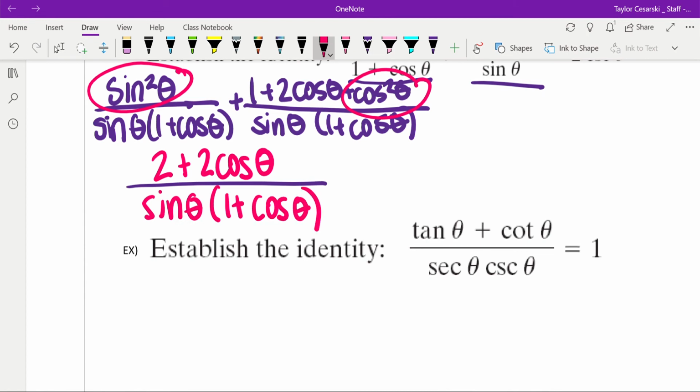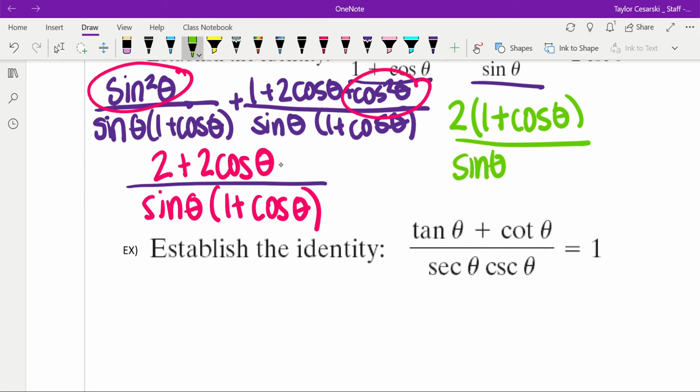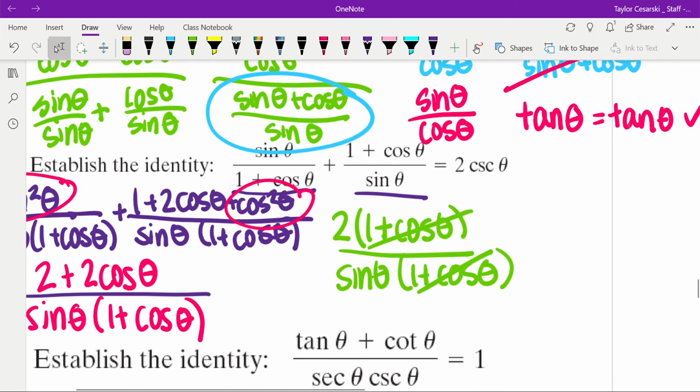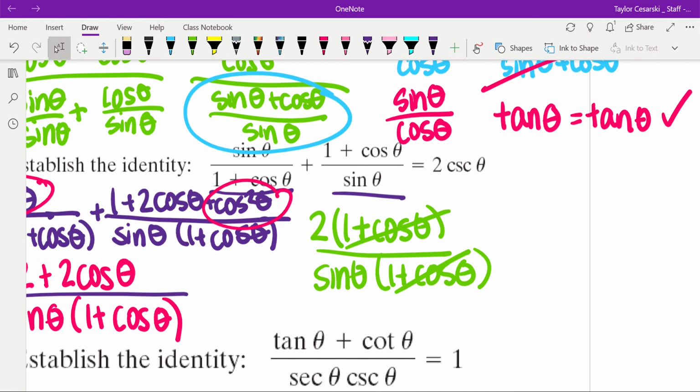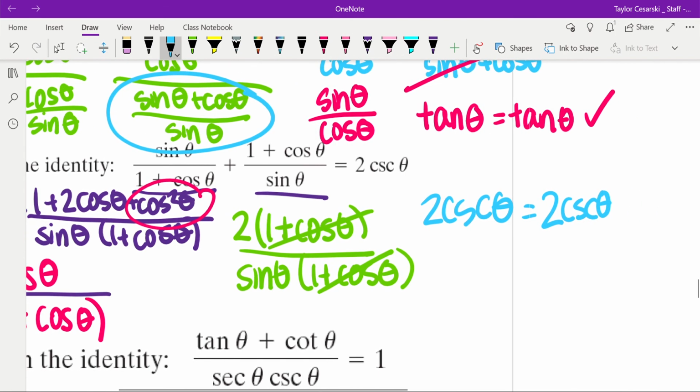Alright, I see a GCF up top, so I'm going to take out that 2. 1 plus cosine theta over sine of theta, 1 plus cosine theta. I can cross that out. And 2 over sine of theta is the same as 2 cosecant of theta, which is on my right side. So I can check it off.